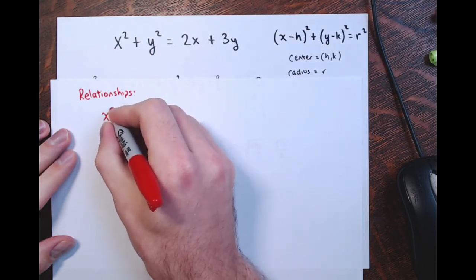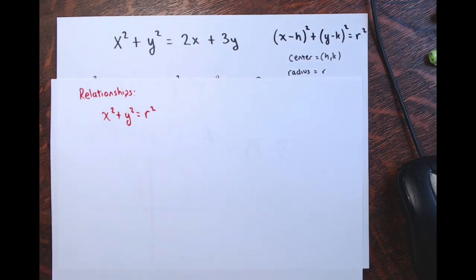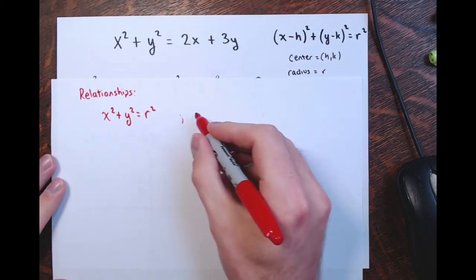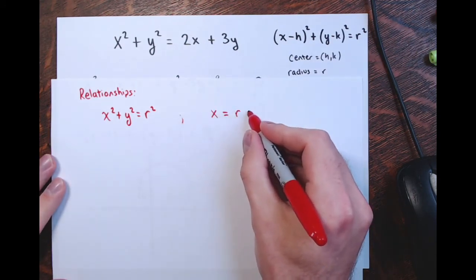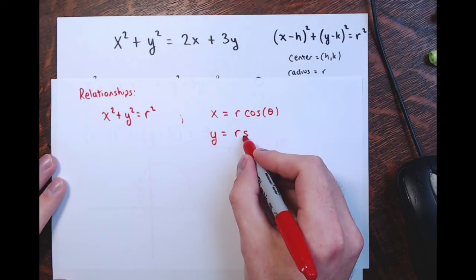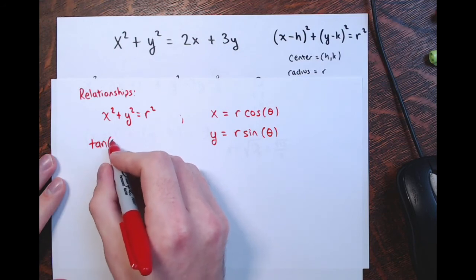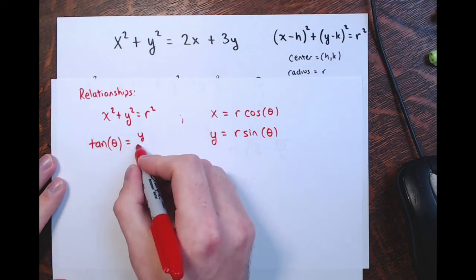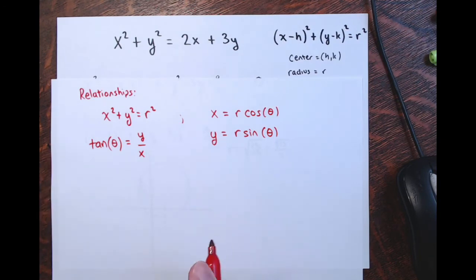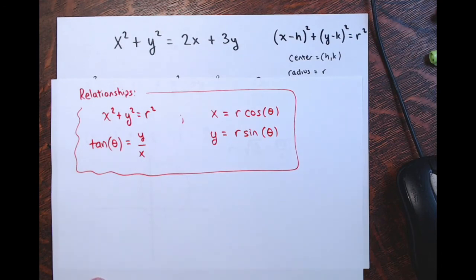We had x squared plus y squared equal to r squared. And these were all the same relationships you saw when you were converting between coordinates. We had x equal to r times the cosine of theta. We had y equal to r times the sine of theta. And we had the tangent of theta equal to y divided by x. So this is all we're working with, really. These were the only formulas you used to change from polar coordinates to rectangular and rectangular to polar.